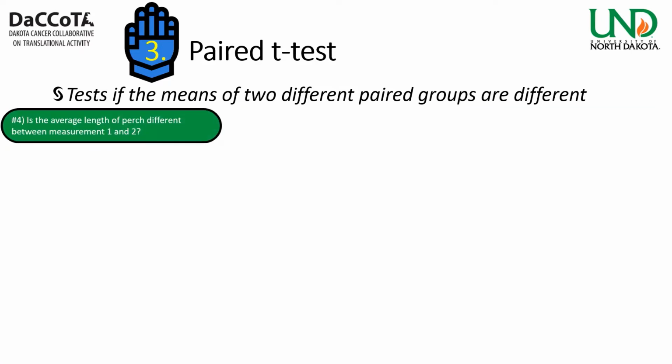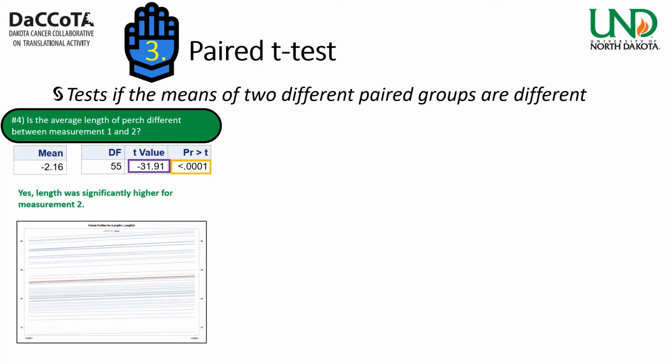Let's change tack here and look at perch and two different lengths between measurement 1 and 2. So this is two different measurements on the same individual. That's how they're paired. So the mean is negative 2.16. So this was significant, and it turns out that measurement 2 was significantly higher than measurement 1.